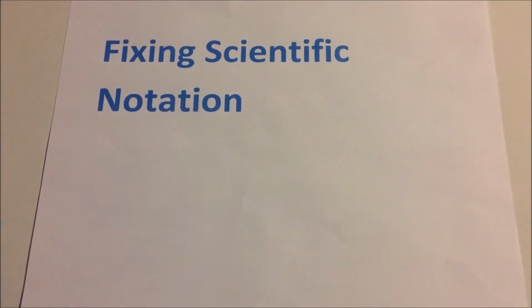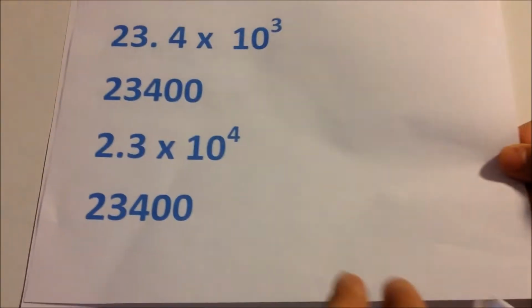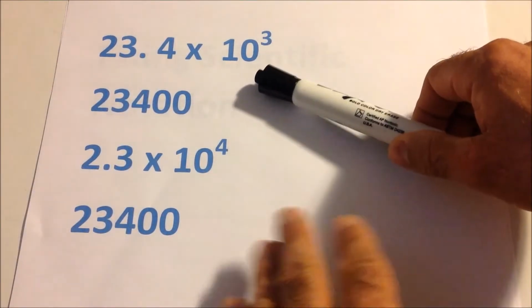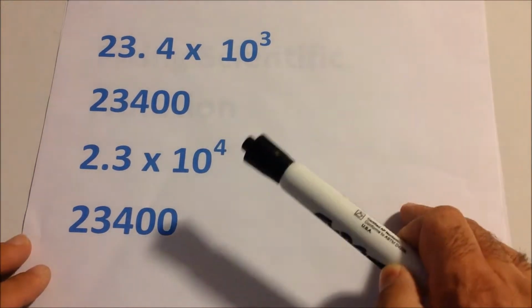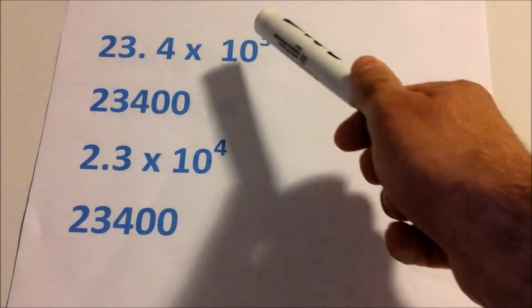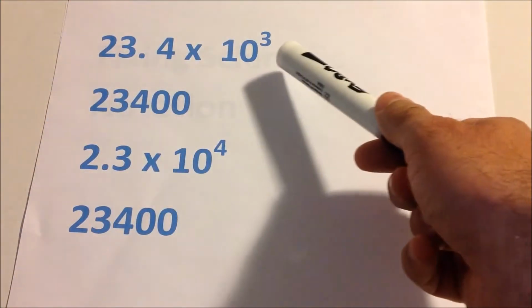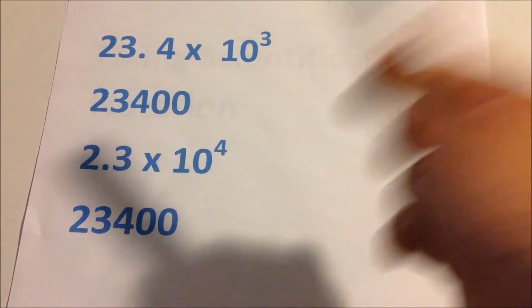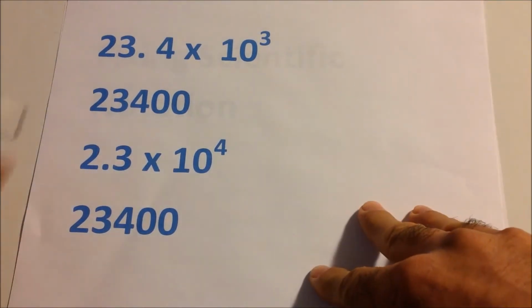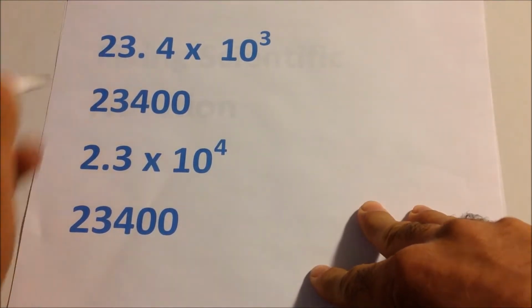Okay, here's our video on fixing scientific notation. So what does that mean? Sometimes you have numbers that look like they're in scientific notation, like the top number here. It looks like it's in scientific notation, has powers of 10, but it's not in scientific notation. It's a good number, right? People can use this number, and you'll get this answer here. You get 23,400. Scientific notation, remember, the decimal comes after the first number.